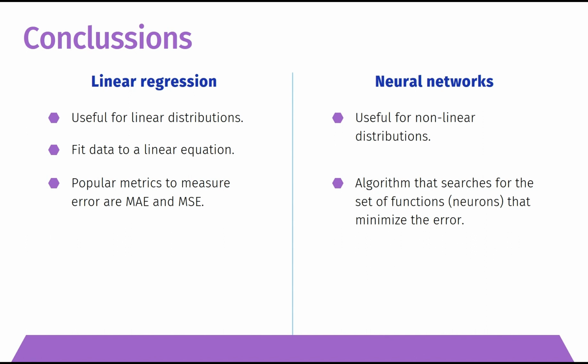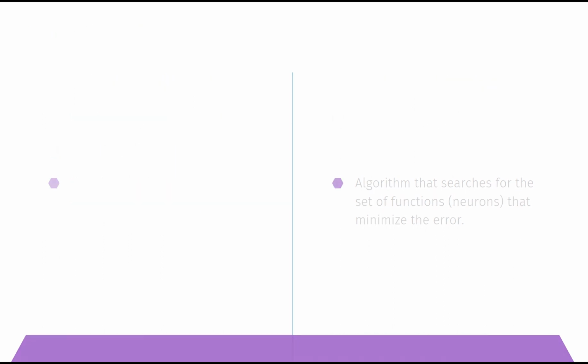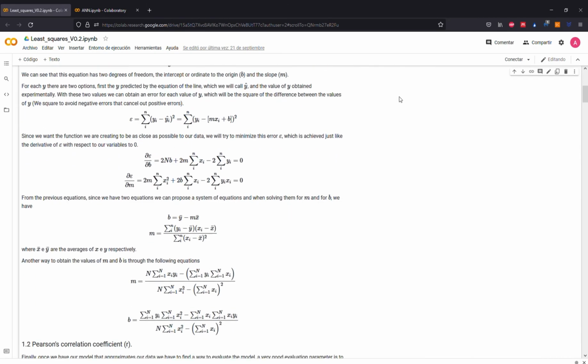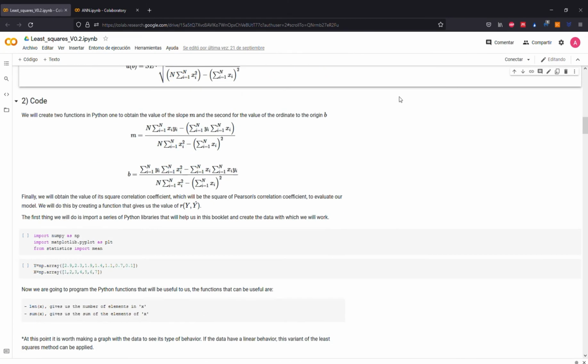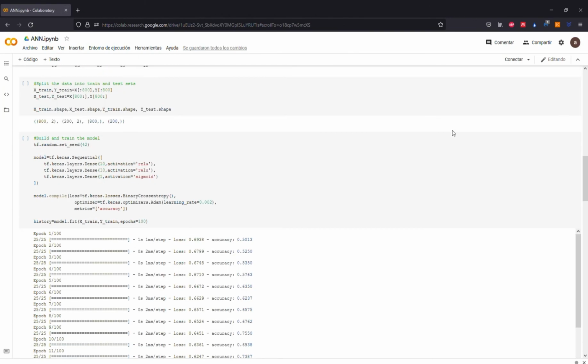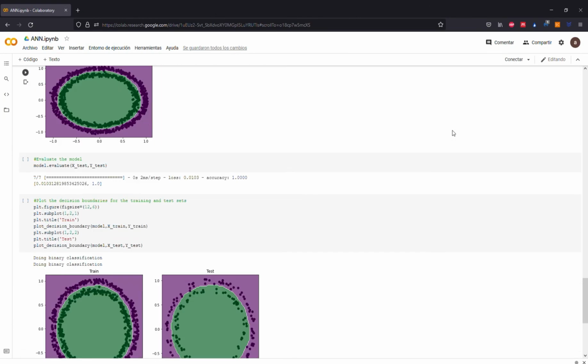Before I finish, I left in the description of the video two Google Colab notebooks with exercises related to this video. The first one is a linear regression solved with the least squares method, and the second one presents a neural network to distinguish between dots in two circles.